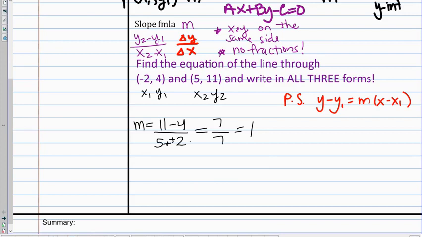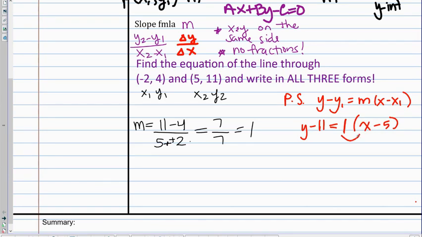So you need to choose one of these points. Maybe you want to choose one right now before I do. I'm going to do 5, 11. You could choose -2, 4, and you would get the same answer as me. So my y1 in this case is 11. Okay, so the y and the x stay there. You need an x and a y in your final answer. And the m we said was 1, our slope. And then I have parentheses, x minus 5.